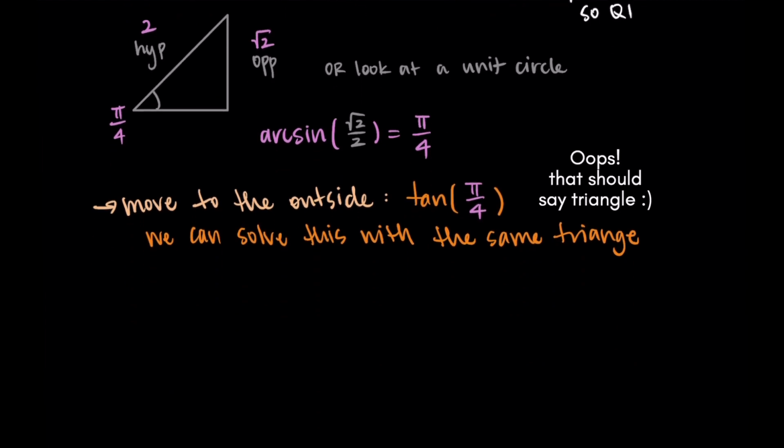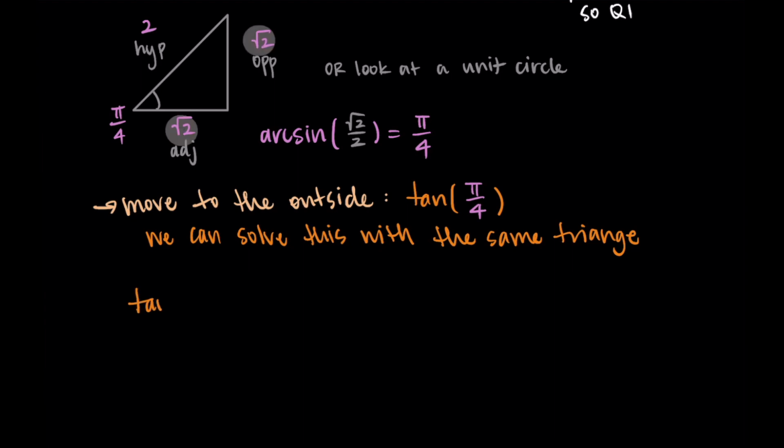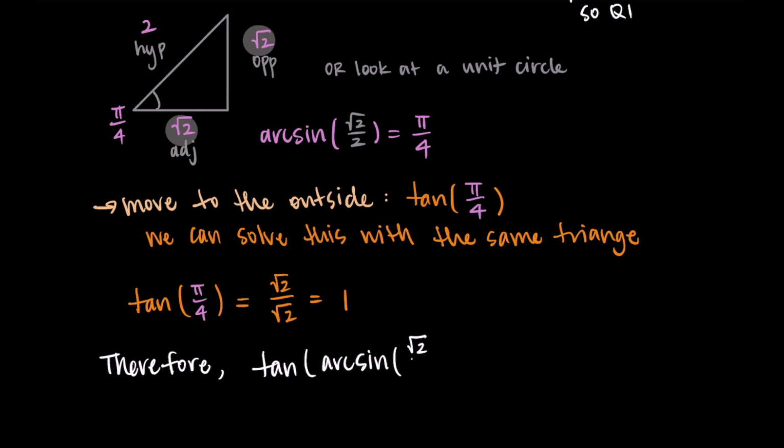But on this reference triangle, I know that the adjacent side is going to also be square root of 2, just because this is one of my really common reference triangles, the 45, 45, 90 triangle. And so tangent is opposite over adjacent, which is square root of 2 over square root of 2, which is just 1. And so I know that tangent of pi over 4 is 1, and I can write my final conclusion. Therefore, I can say tangent of arcsine of square root of 2 over 2 is equal to 1. And that's my final answer.